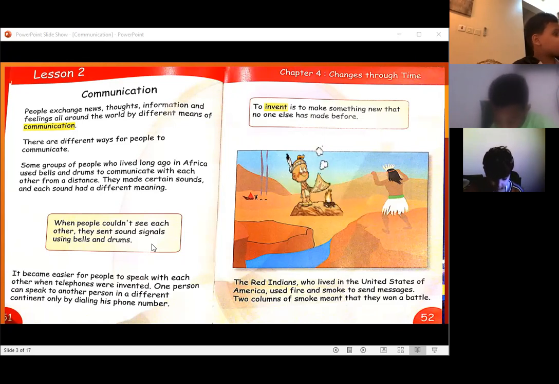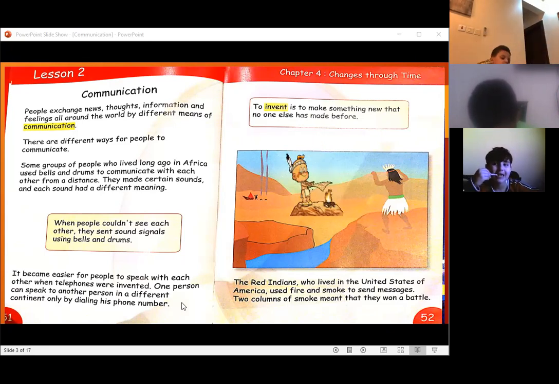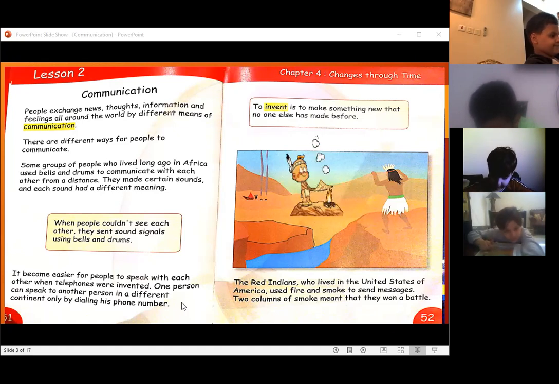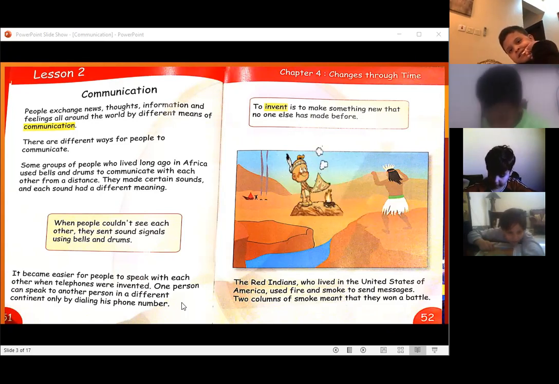It became easier for people to speak with each other. When telephones were invented, one person could speak to another person on a different continent only by dialing his phone number. Now people can speak with their families and friends just by dialing their phone number, no matter where they are: in Africa, Europe, Asia, USA, Australia, anywhere in the world. So now things have become very easy. It is not as hard as before.